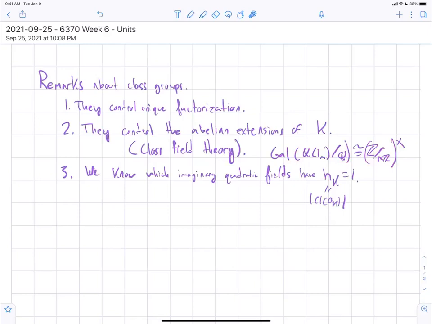Okay, so we know which imaginary quadratic fields have h equal to 1. On the worksheet last week, one of the exercises was to check this list. They all have class number 1, and a much more difficult thing is to go in the other direction and show there aren't any other ones with class number 1. But in that direction, we actually know quite a bit more. If you fix some number D, there are only finitely many imaginary quadratic fields with class number D, and it's almost effective to compute them.